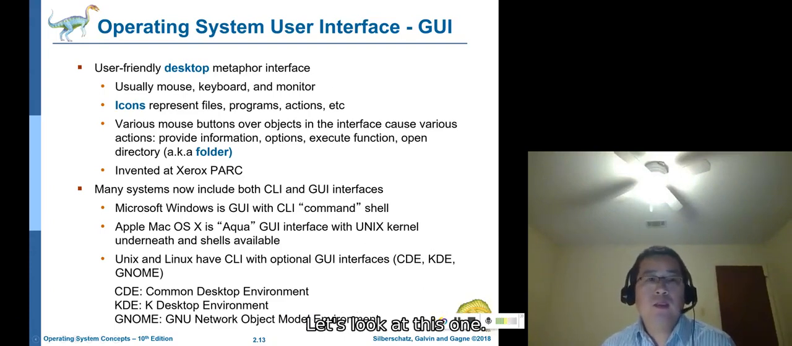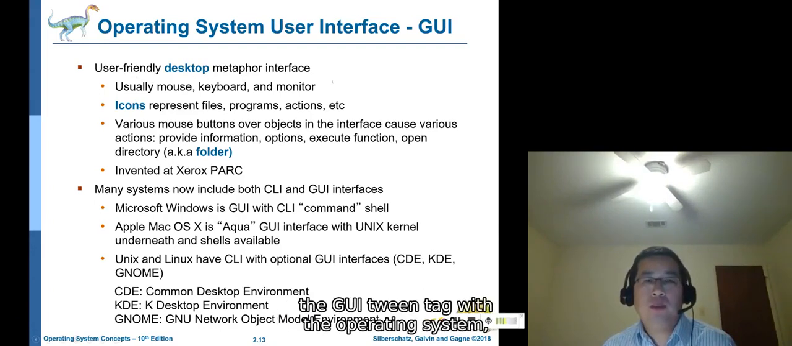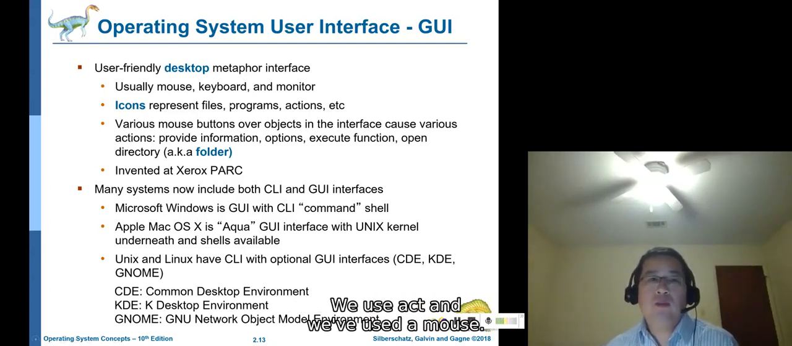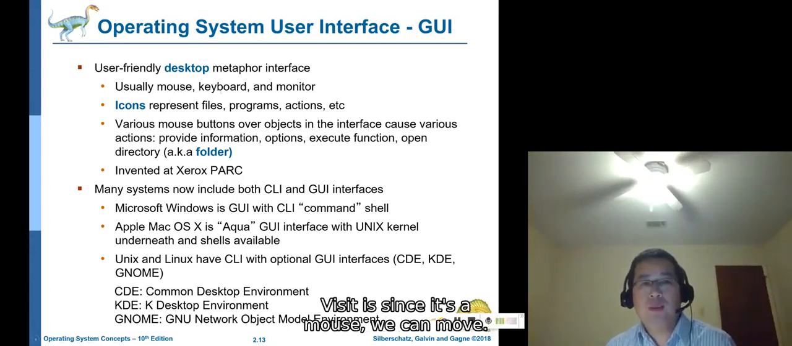Let's look at this one. So this is the user-friendly desktop metaphor interfaces. So how do we use the GUI to interact with the operating system? Usually we use icons. We can use a mouse. First one we use mouse, keyboard, and a monitor. Okay, use these things. Use mouse. We can move and click. Keyboard we can input.